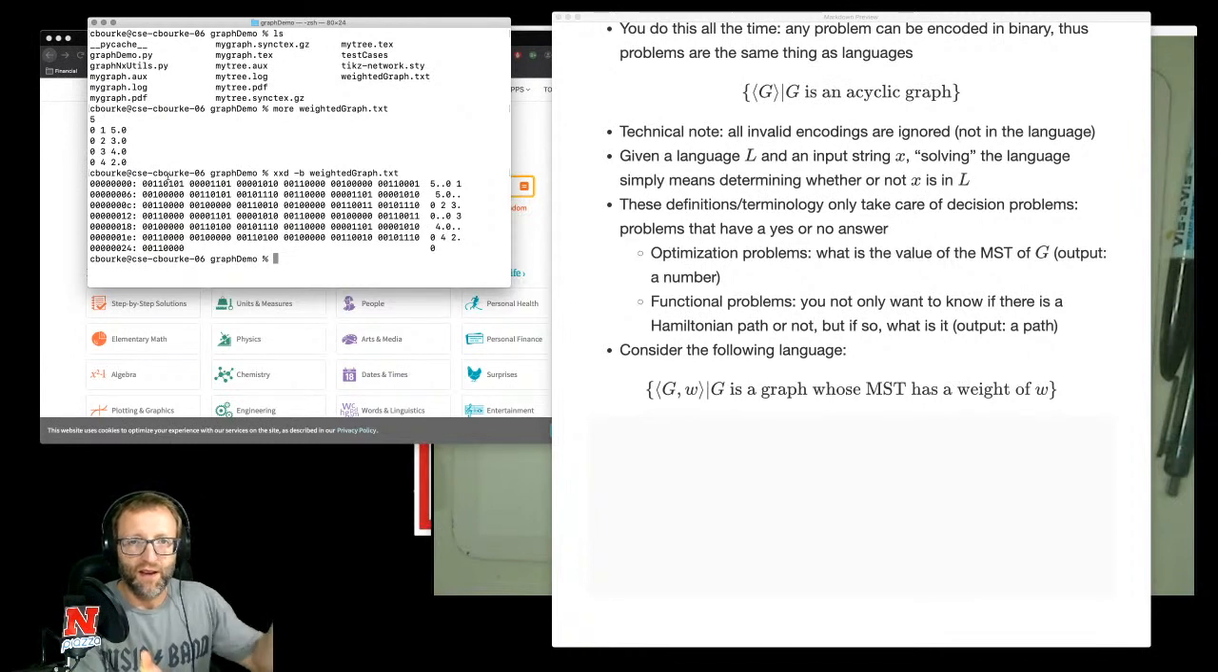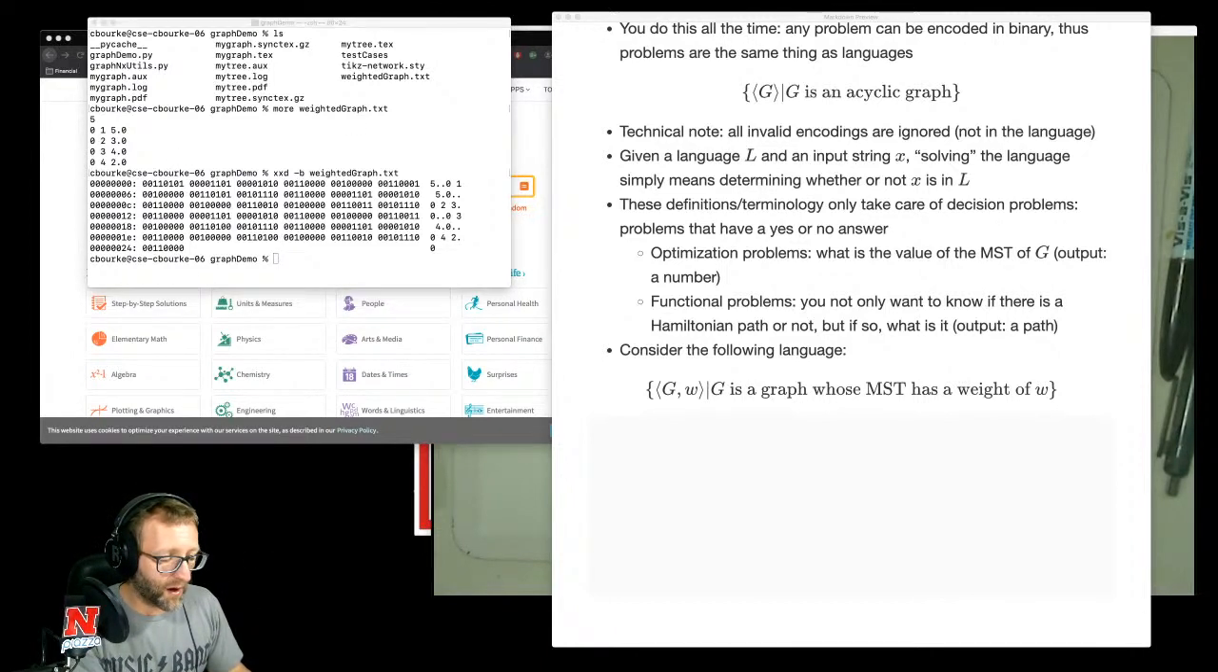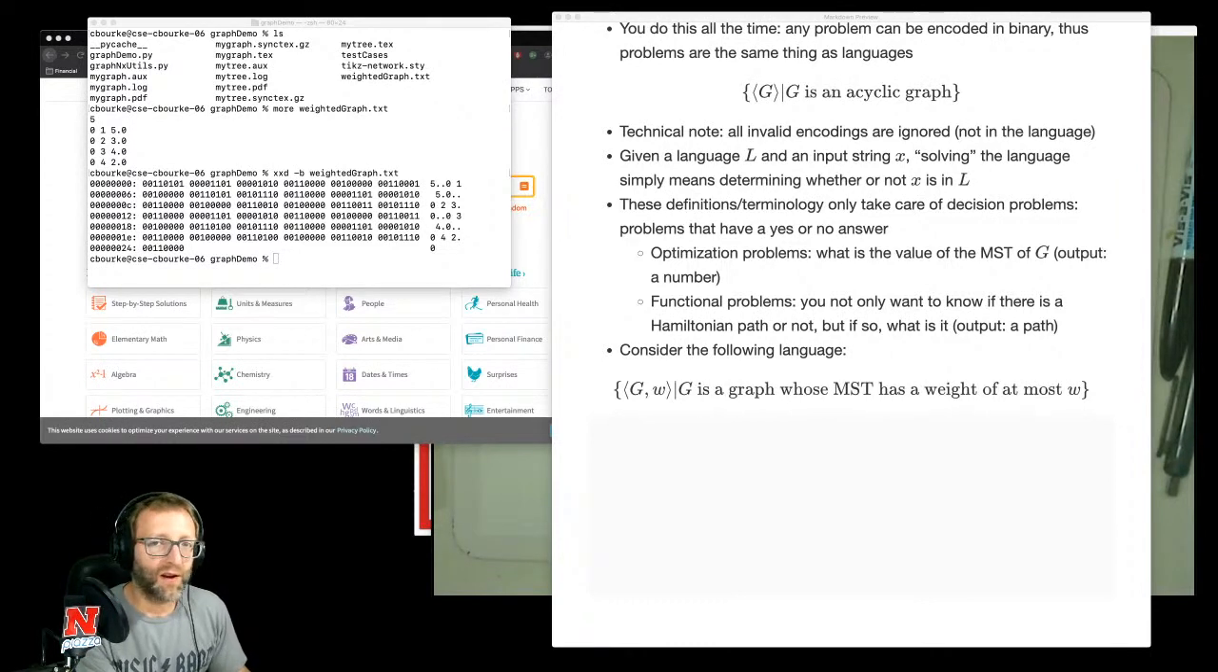Is it 6? Is it 7? You can be inefficient about it. Is it 6? Is it 7? Is it 8? Etc. You can also change your condition here: has a weight of at most. And then you can exploit binary search to do this for you instead. So it's just a small technical detail.